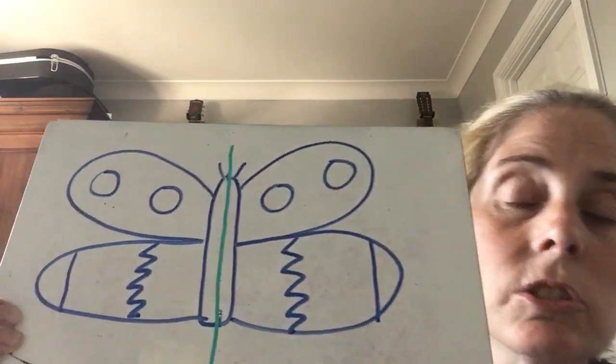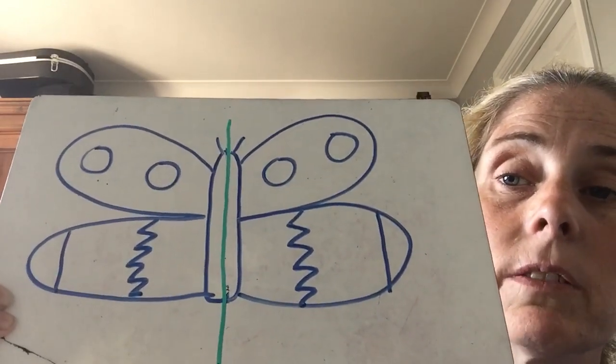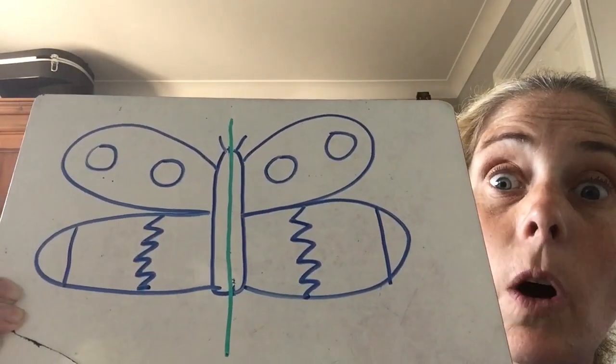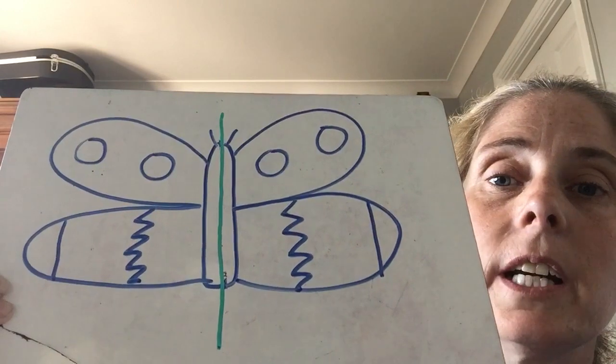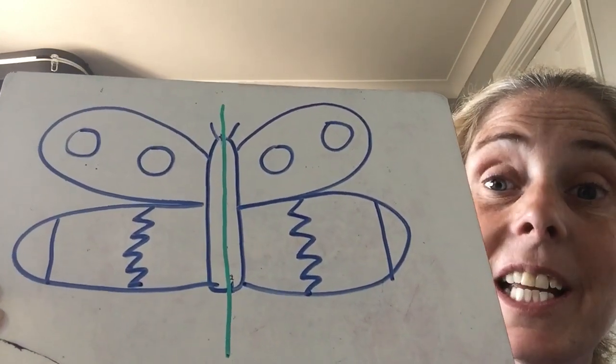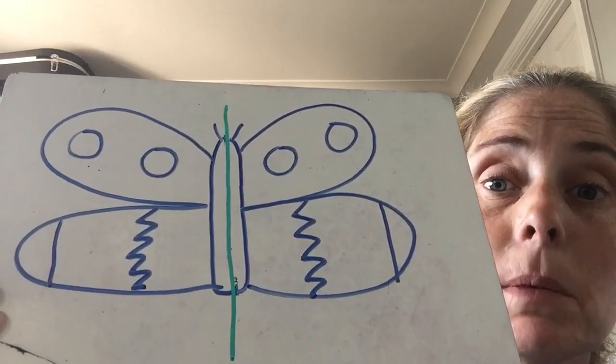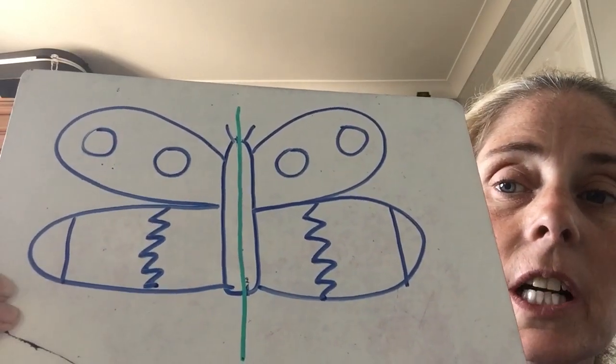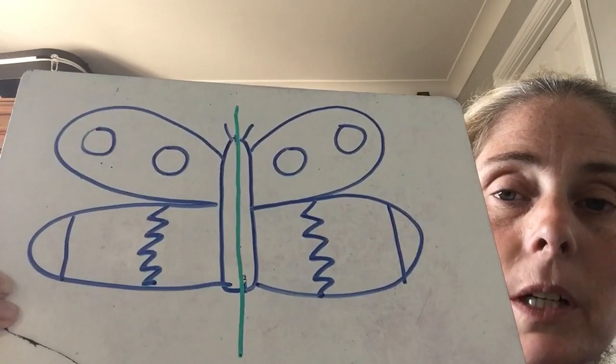So I can draw in my line of symmetry straight down the middle of the butterfly, and then if I was to fold that butterfly on my line of symmetry, it would fold exactly in half. It would be the same on both sides, and if you look, the pattern is the same on both sides.